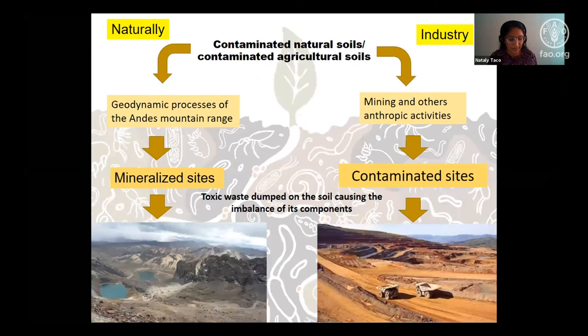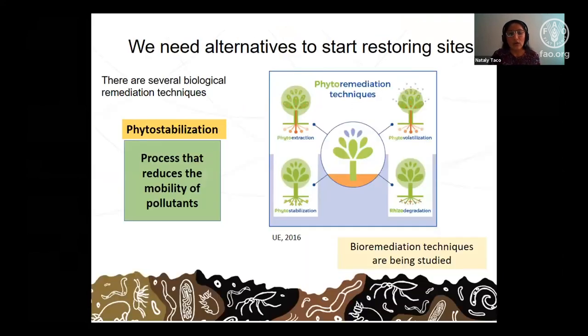Okay, we know that heavy metal contamination in soils is a global problem. In my country, in Peru, this has two sources: first naturally, and the other is industry. Naturally, because of geodynamic processes of the Andean mountains, it causes mineralized soils. On the other hand, industry, because of a lot of anthropic activities, and mainly mining, it causes contaminated soils. It's a real problem in my country. We need alternatives to start restoring soils, especially natural soils.